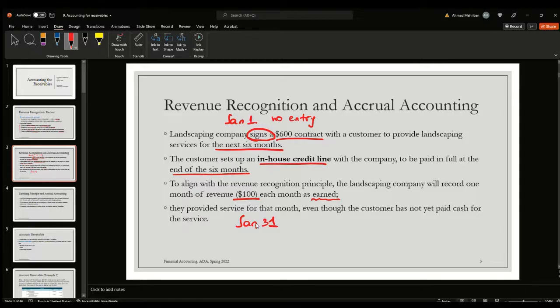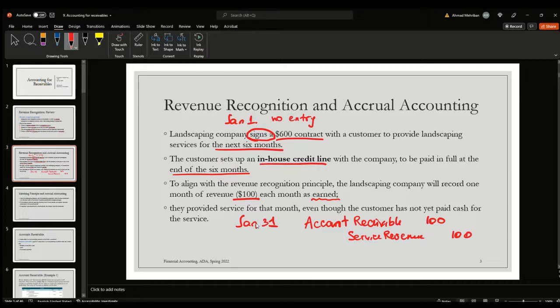It's going to be a recognition of account receivable, and we're going to record 100, and the sales. I suppose this is sales, right? No, this is service revenue. Service revenue is going to be recognized as 100.